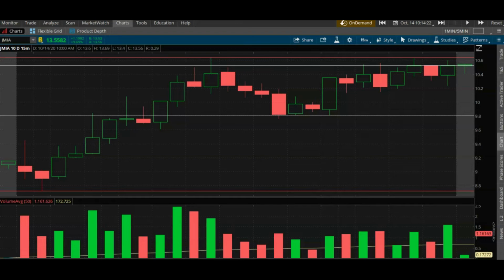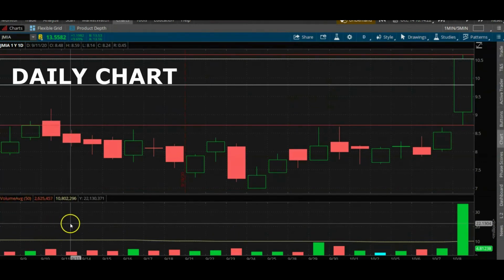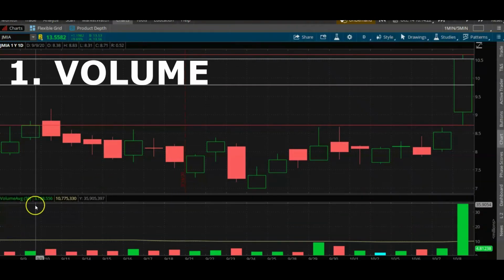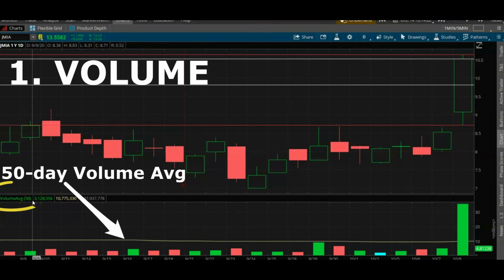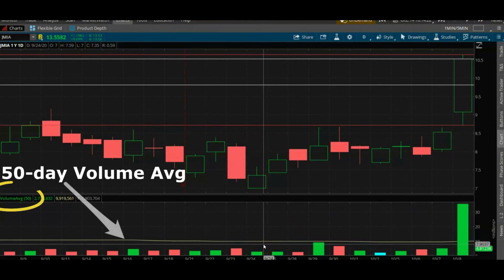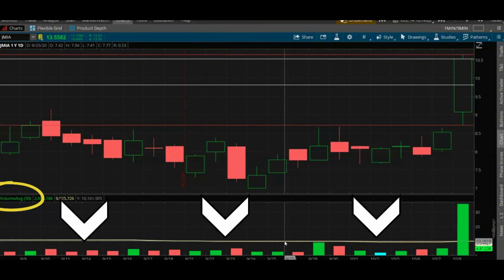So now I'm going to leave the 15-minute chart and I'm going to go to the daily chart. Looking on the daily chart, two things I'm going to look out for to help me decide if I want to risk holding this position into the next day. The first thing is the volume. So right down here we have the volume average. It's the 50-day volume average. Over the course of about 3 weeks, volume hasn't ever gone over the 50-day moving average. It got close to it on this day, but it didn't exceed it.